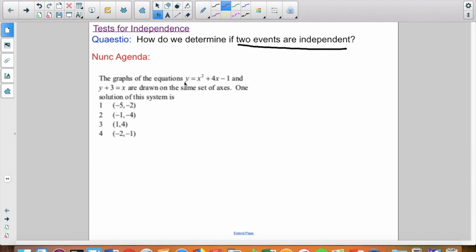It says the graph of the equations y equals x squared plus 4x minus 1 and y plus 3 equals x are drawn on the same axis. One solution of this system is. Now there are a couple of ways you could do this problem. The best way I like to do it is to type it in the calculator and use the intersect button.